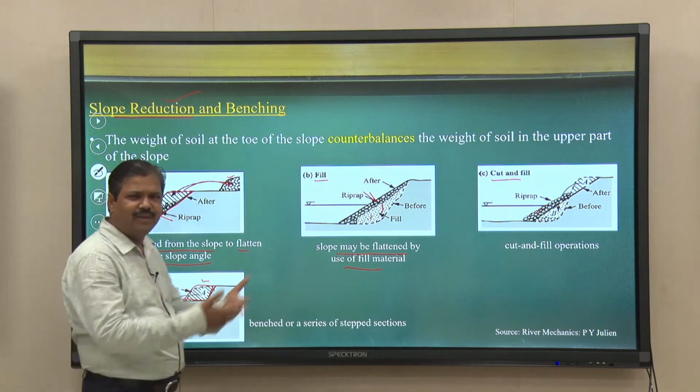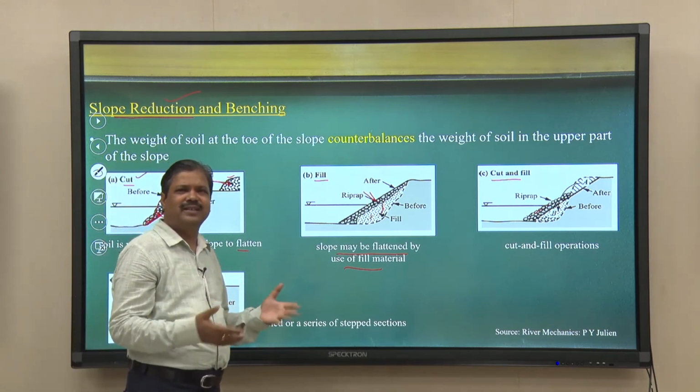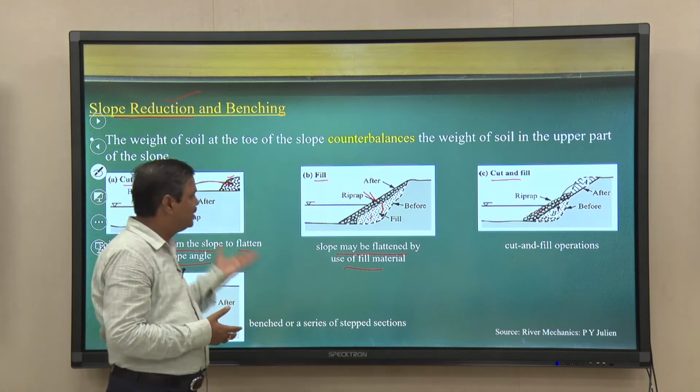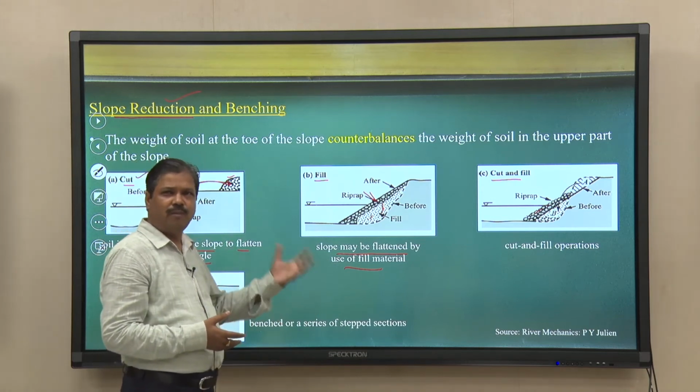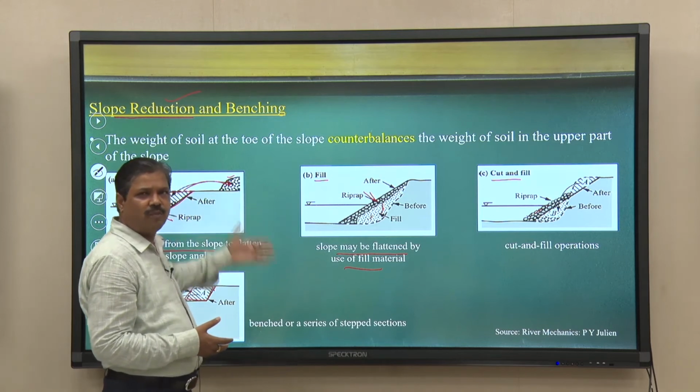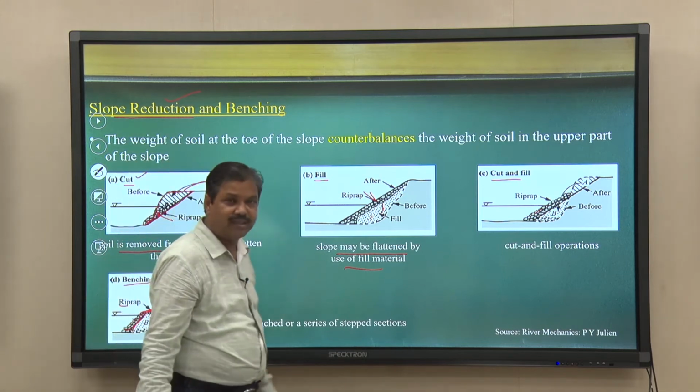You can visit any riverbank where river training is done, and you will see that they most often use these slope reduction methods, which are very simple to do.